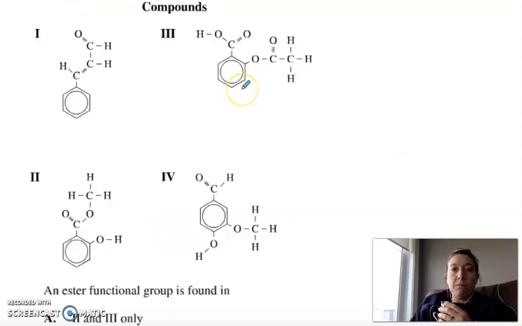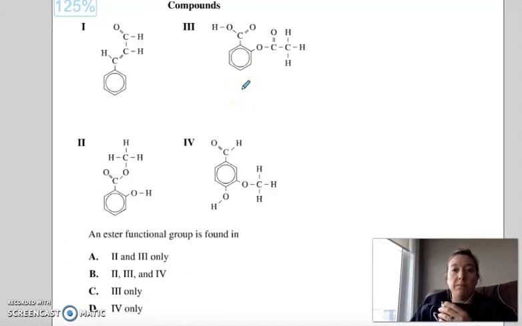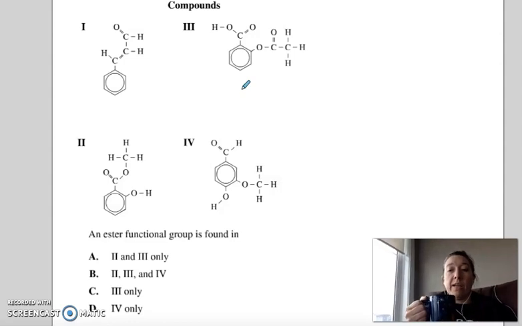Okay, so our next one. They often ask you to just recognize functional groups. They're going to give you pictures and ask which one has a functional group, or sometimes they'll give you a list of functional groups and ask you to say which ones are found in the compounds they've given you. So in this case, it says an ester functional group is found in.